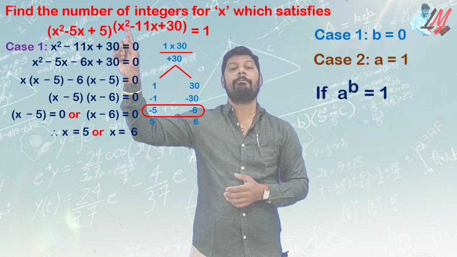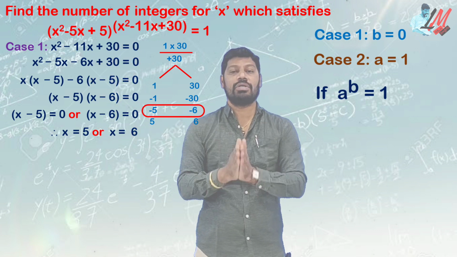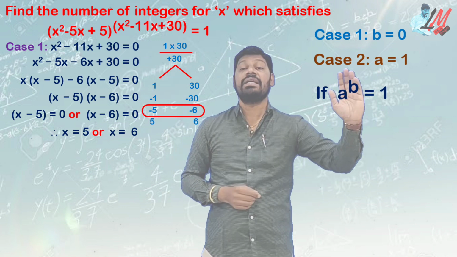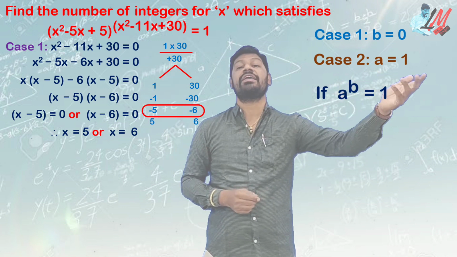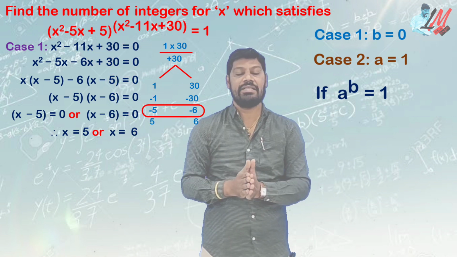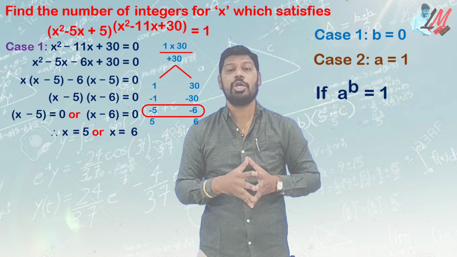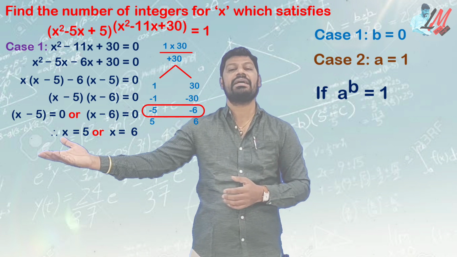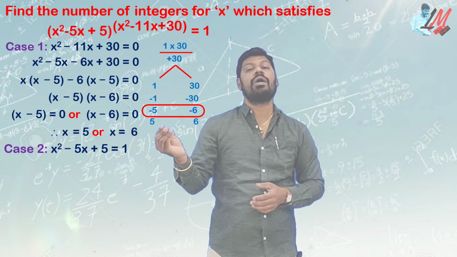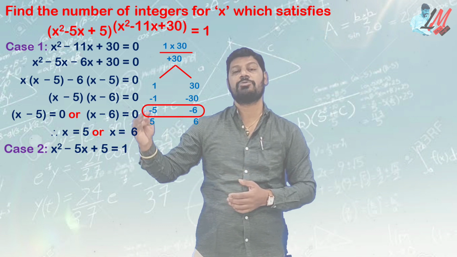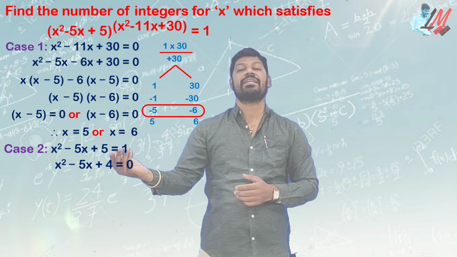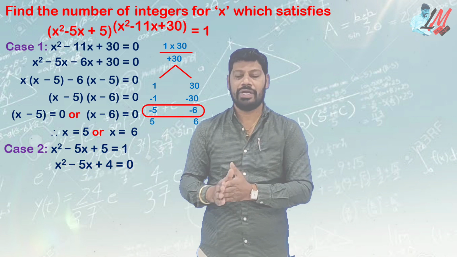So here what we took? We took the power equal to 0. Suppose the base value is equal to 1, as we discussed, either b equal to 0 or a equal to 1. Here the base x² − 5x + 5 may be equal to 1. So in case 2, I am taking x² − 5x + 5 = 1. If you transpose 1 to that side, what you are going to get? x² − 5x + 4 = 0.